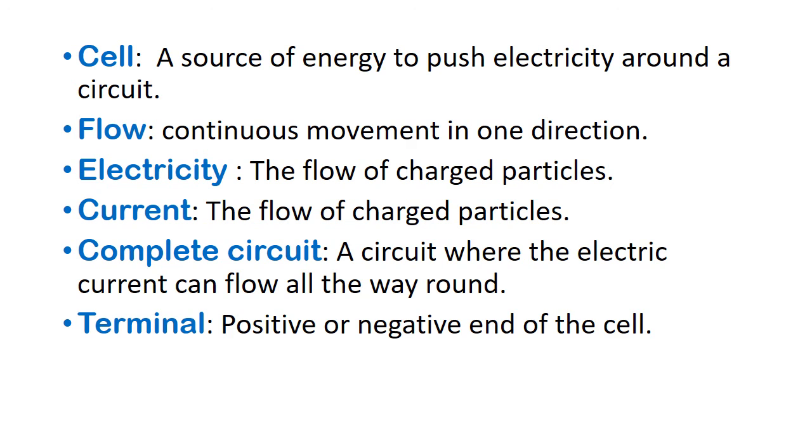Okay, these are the important points in this chapter. Cell: a source of energy to push electricity around a circuit. Flow: continuous movement in one direction. Electricity: the flow of charged particles. Current: the flow of charged particles. Complete circuit: a circuit where the electric current can flow all the way around. Terminal: positive or negative end of the cell.